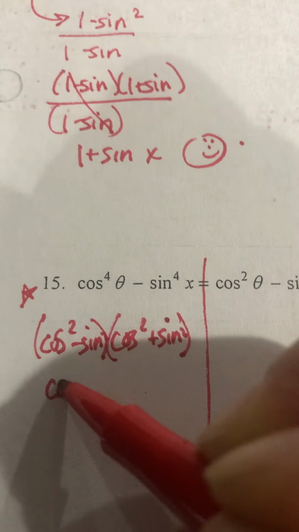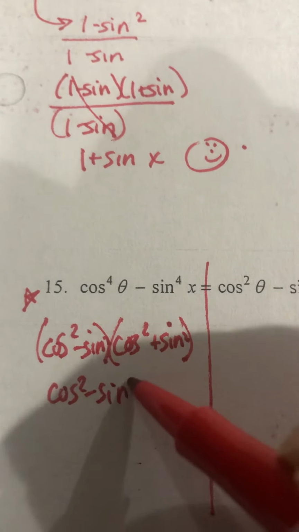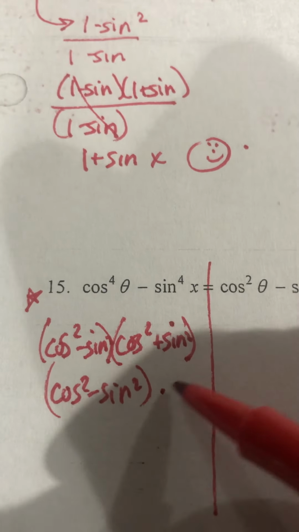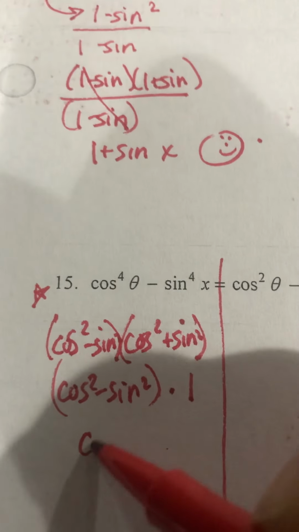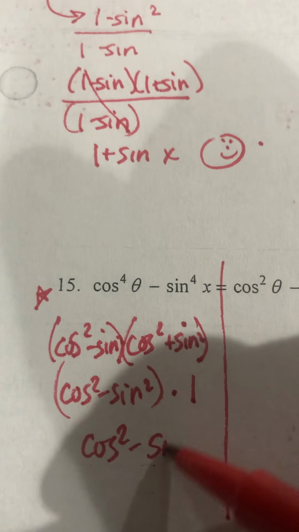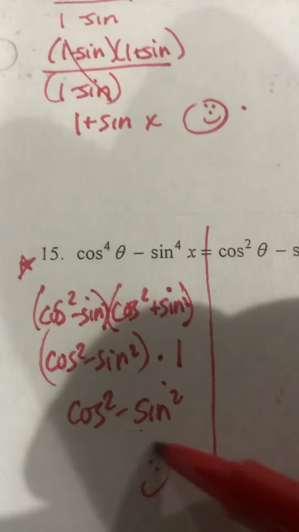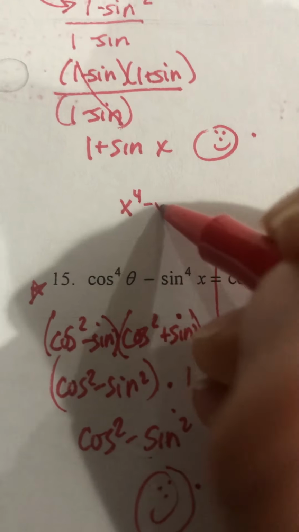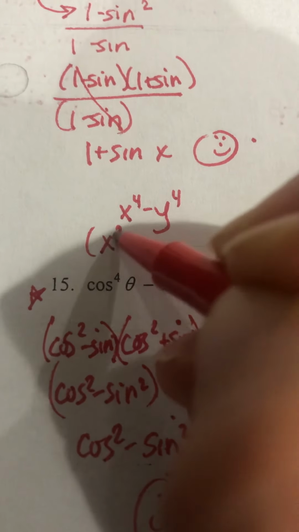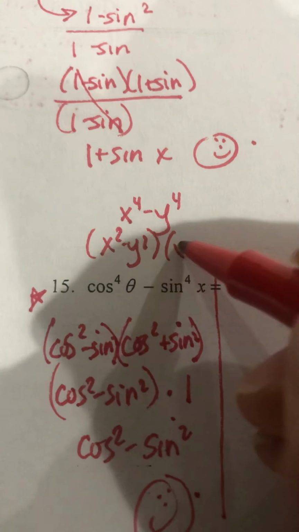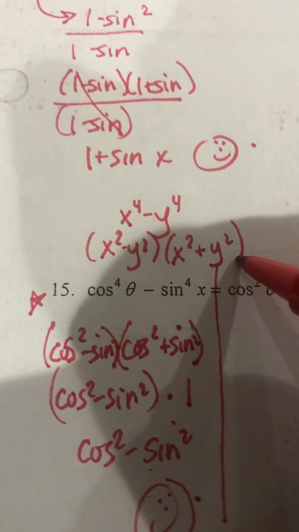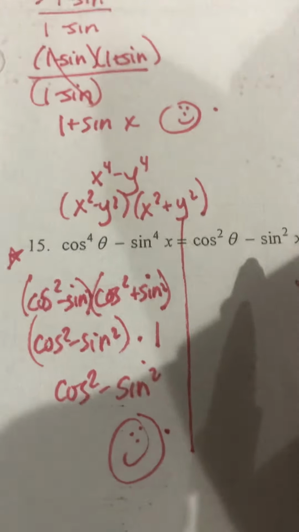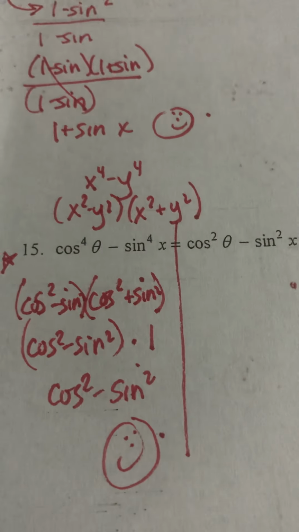So cos squared minus sine squared, don't know what that is, but I know that cos squared plus sine squared is just 1. So it's just cos squared minus sine squared. Ta-da. If you're still stuck on that factor step, think about it if it was x to the 4th minus y to the 4th: x squared minus y squared, x squared plus y squared. And you might say, well, doesn't that factor? Again, it does, but I just got it to match the other side, so it's fine.